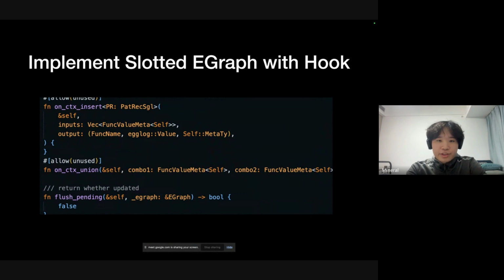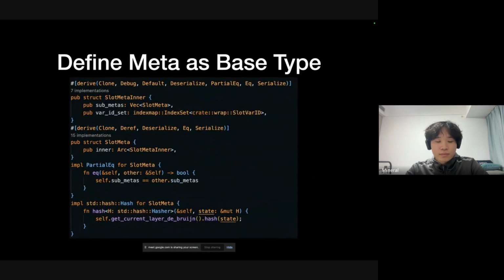So to implement the slotted graph, we can use some hooks. For example, here we just define 3 hooks: insert, union, and flush pending. And using these 3 hooks, you can make the vanilla graph into the slotted graph. And we use the base type to define the API so that we can specify some details of the node, so that we can store additional information in your DSL. And this makes the transformation possible.